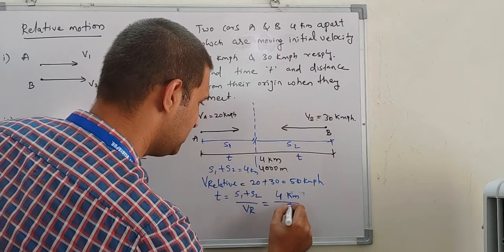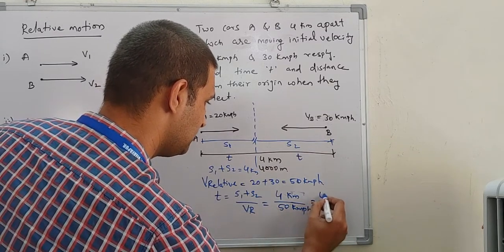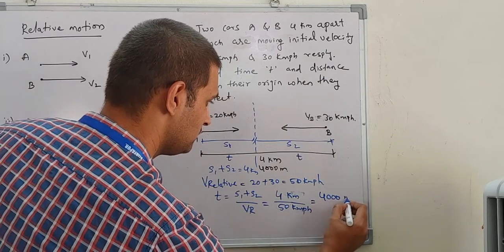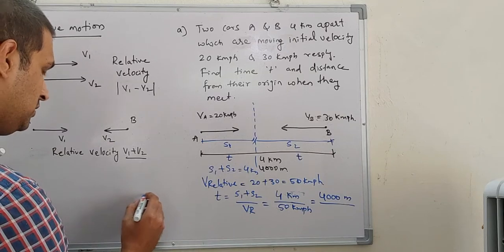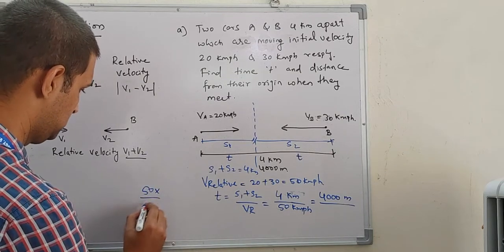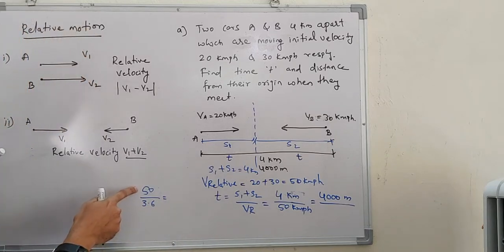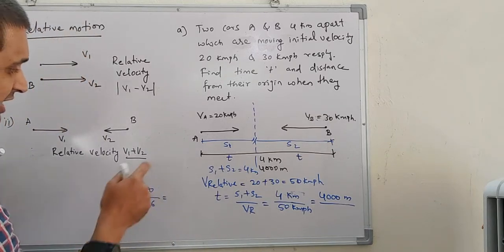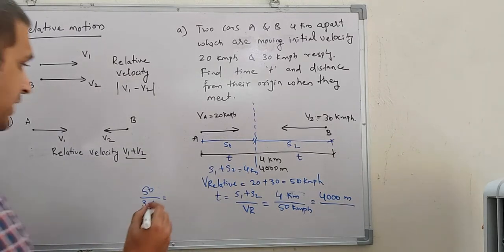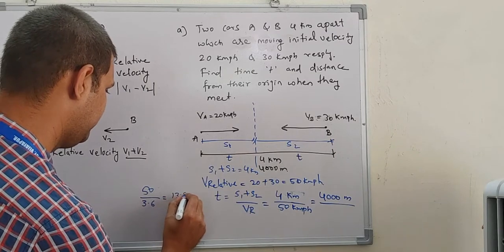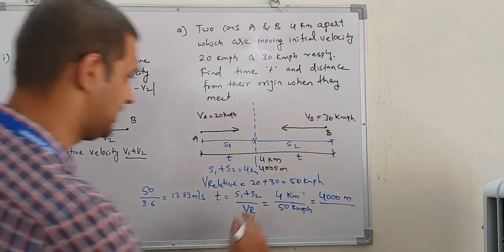This is 4 kilometers and the relative velocity is how much? 50 km/h. Now rather I'll convert it to 4000 meters and relative velocity 50 divided by 3.6. When you divide kilometers per hour by 3.6, that converts it to meters per second. Now quickly get me that value. 13.89 meters per second. Hope that is correct. So I'll be substituting here.